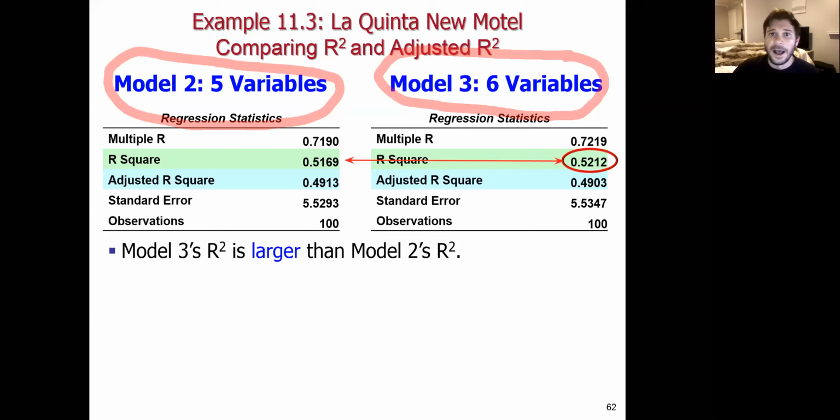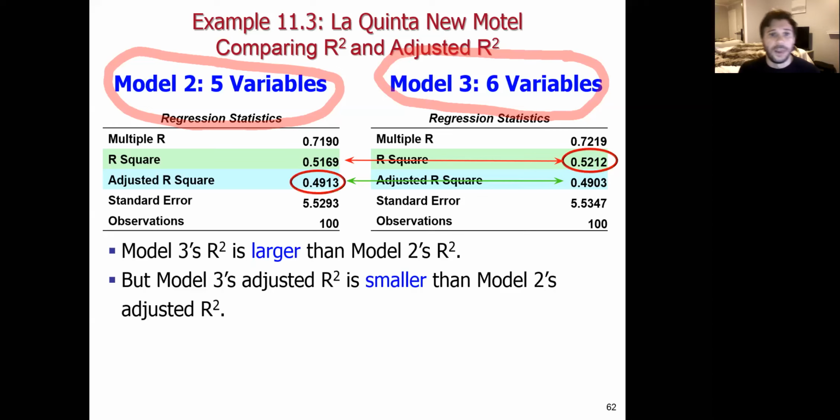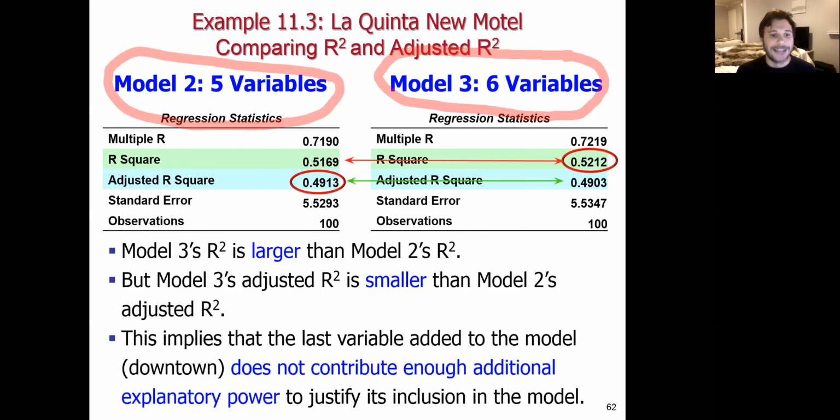model 2's 51.69%. However, we should also note that the adjusted R-squared are different. Okay, which model has the higher adjusted R-squared? It is actually model 2. Okay, which means that adding that last variable to the model did not contribute enough explanatory power to offset the penalty for added complexity, for that loss of degrees of freedom. All right, so this is how you can think about comparing models here.